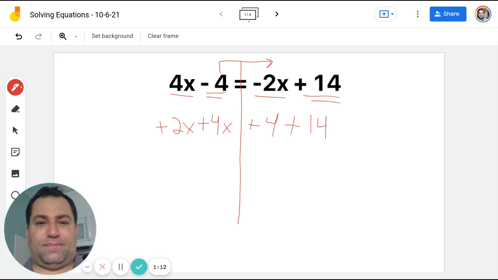4x plus 2x is 6x. 14 plus 4 is 18. We divide both sides by 6, and I get x equal to 3.